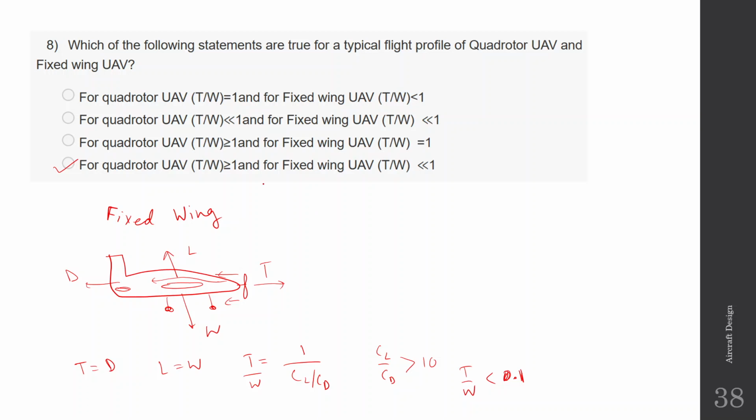So therefore, in the case of a fixed wing UAV, your T by W is less than 1. So these are the options which satisfy the condition. And now we come to quad rotor.